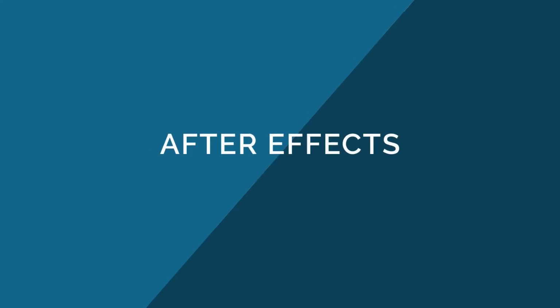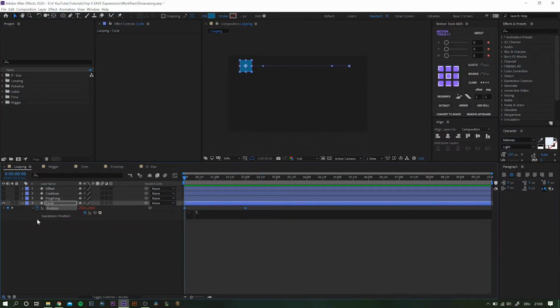To be able to type in any kind of expression, simply Alt-Option click the stopwatch on any of the property you want to address and type the expression. So in this case, type LoopOut with a capital O, and well, guess what? All your keyframes are now looped.